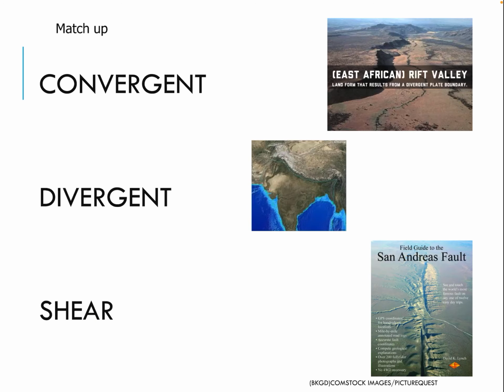And this I just wanted you to practice matching up an example. So convergent would be the one in the middle, which shows India pushing against Asia, forming the Himalayan mountain range. Divergent would be the one on the top, which shows the Great African Rift Valley, which is in Africa on the east coast. It's quite large. So the plates are pulling apart there. And then, of course, thirdly, the San Andreas Fault in California is a shear plate boundary where the plates are sliding past each other.